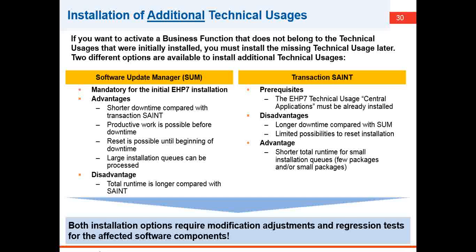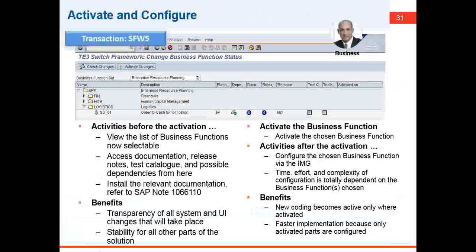Okay, activate and configure. Most of you probably have not seen transaction SFW5, Switch Framework 5. This is the transaction that lists all of the business functions that you've installed in your system. And this is the transaction where you go to activate those business functions. Again, my recommendation for this transaction is that no one have activation authorization in their role on a permanent basis.